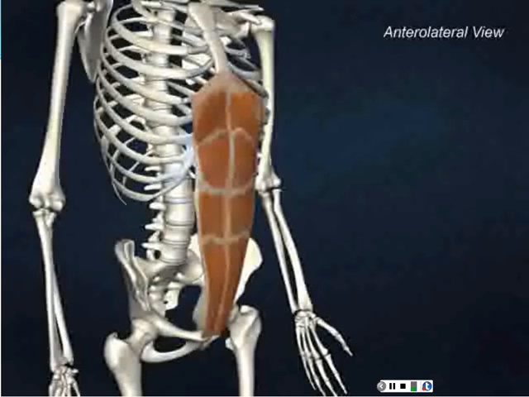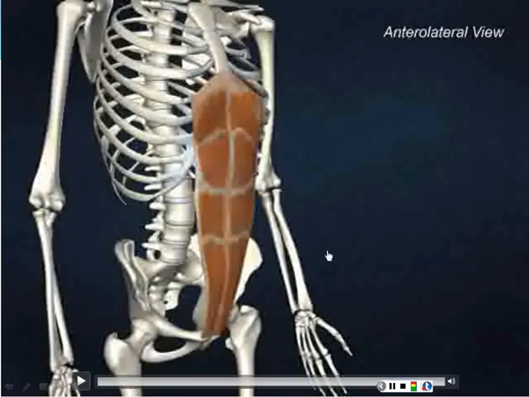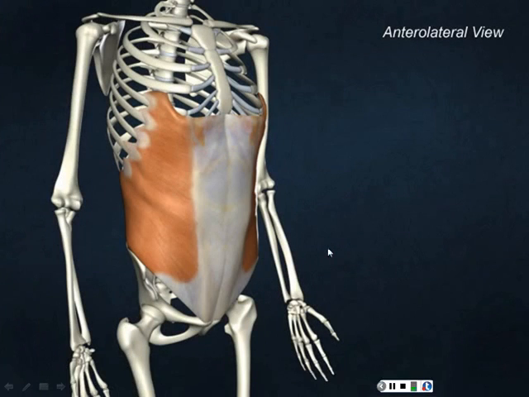So you'll see that depending on what the back muscles are doing, you'll either see movement at the trunk with the abdominal muscles, or you'll see an increase in abdominal pressure, like they mentioned, like for childbirth. All right. So that's the rectus.